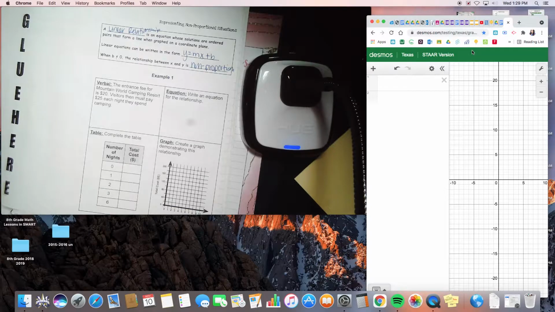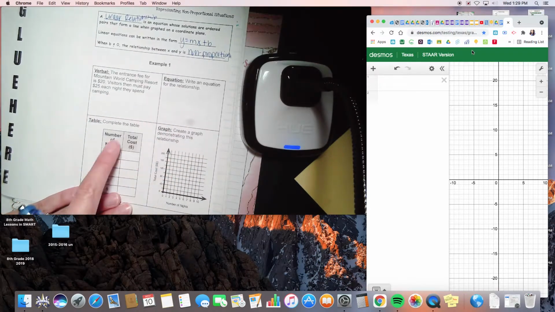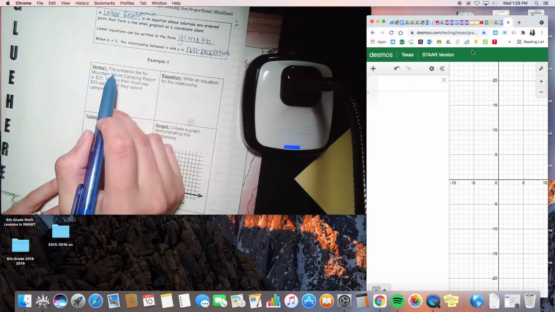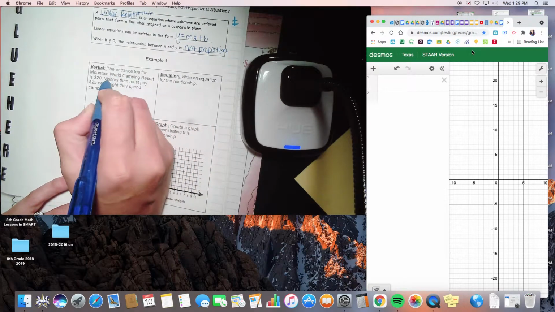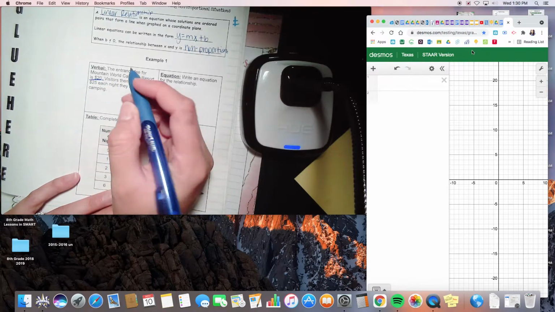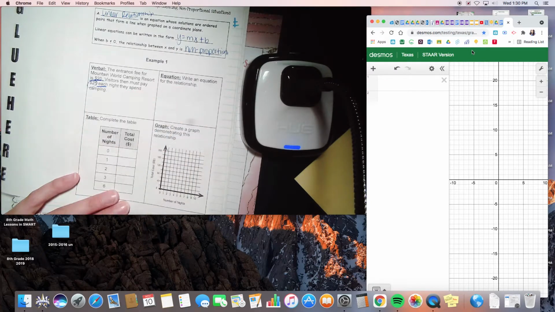So I'm going to go ahead and show you how to go from a written problem to an equation to a table to a graph. Okay? So we're going to go ahead and get started with the word problem. The entrance fee for the Mountain World Camping Resort is $20. Visitors then must pay $25 each night they spend camping.